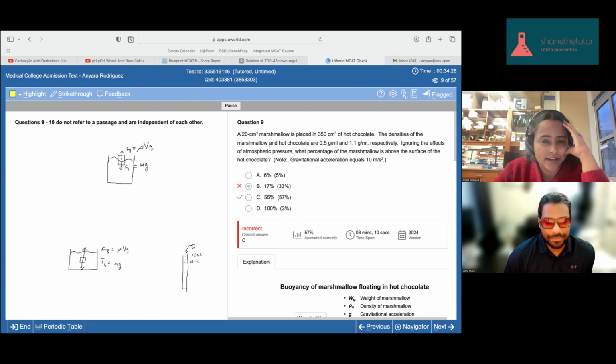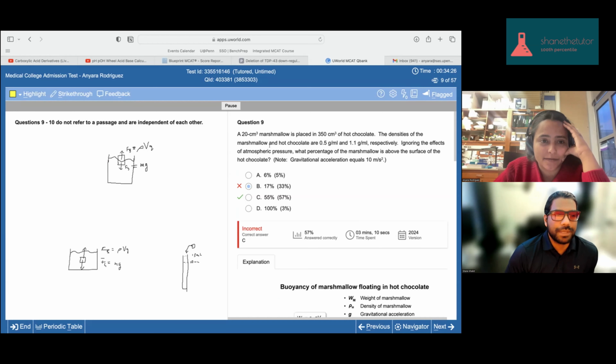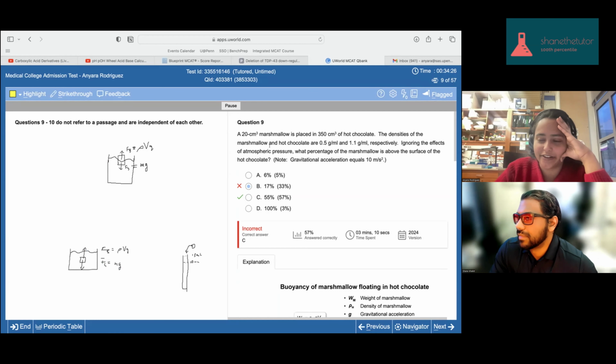I see. So that volume will always correspond to what's being submerged. Yeah, because what's being submerged will displace that same amount of the fluid. I see. Okay, it's becoming a bit more clear, yeah.